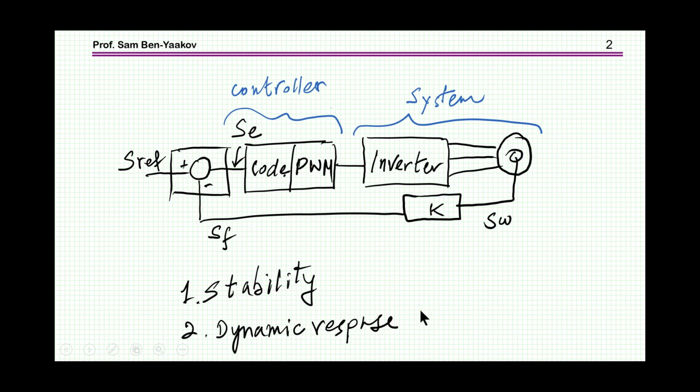Now there are two issues that we have to worry about. One is stability and one is dynamic response. Stability means that I don't want the system to start oscillating by itself and generating all sorts of signals which are irrelevant to how I want the system to behave. And the dynamic response means that if I'm giving a step, I don't want it to have an excessive overshoot, or I don't want the rate at which it will reach the final value to be too slow.